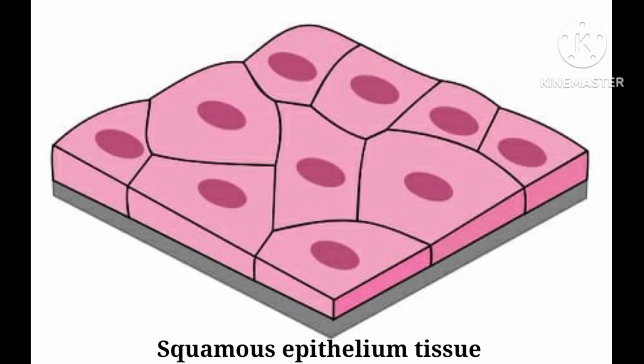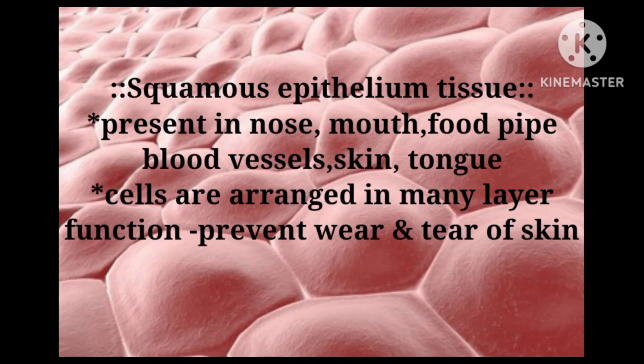This is the picture of squamous epithelium tissue. Squamous epithelium tissue is present in the nose, mouth, food pipe, blood vessels, skin and tongue. The cells are arranged in many layers. The function of this tissue is to prevent wear and tear of the skin.